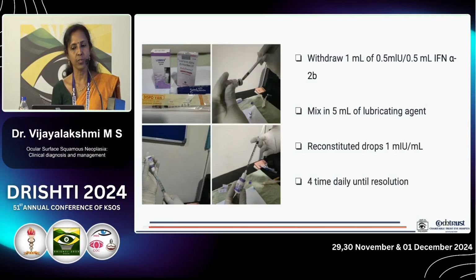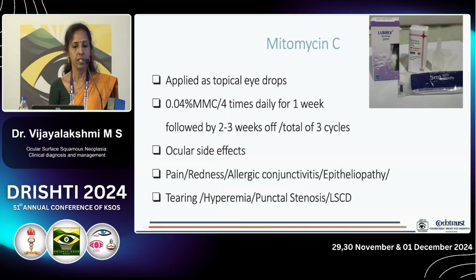For compounding of interferon, we draw 1 ml and mix it with 5 ml of the lubricating agent, reconstitute, label it, refrigerate it, and give it to the patient. That's very important. Now we have switched, as I said, to 5-FU and interferon. MMC, we don't use that much because the stinging, redness, and allergic conjunctivitis we have observed are more with MMC.